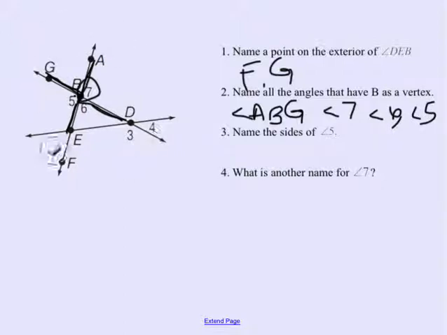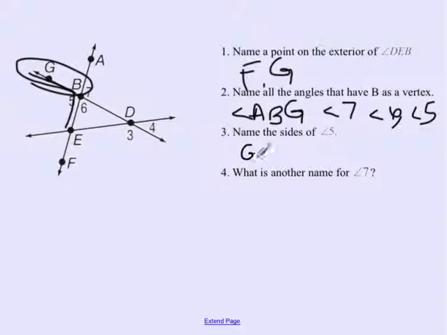Next, it wants us to name the sides of angle 5. Let's highlight angle 5, which is right here. One of the rays is going to be GB.